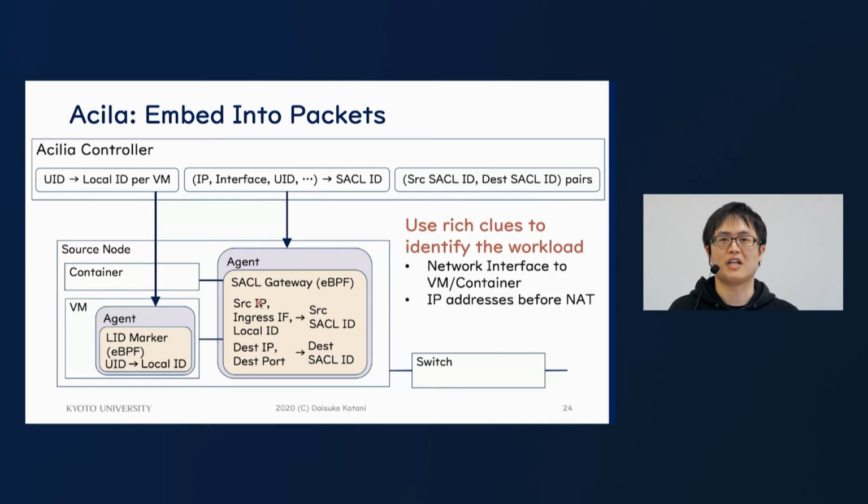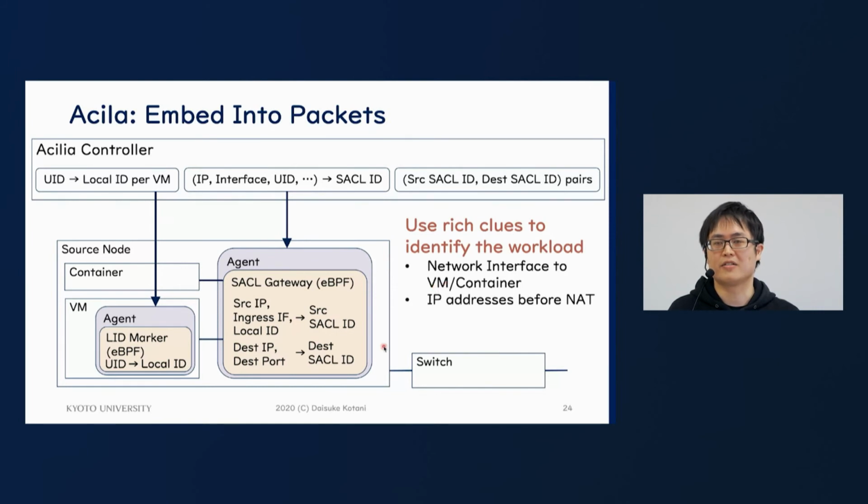The source node that receives this will use source IP, ingress interface, and local ID information to generate a source SACL ID and embed that into the packet. At the same time, they will take destination IP address and destination port information to create a destination SACL ID and embed that into the packet. So this is the current implementation. However, in the future, we will also want to embed more types of data and information.